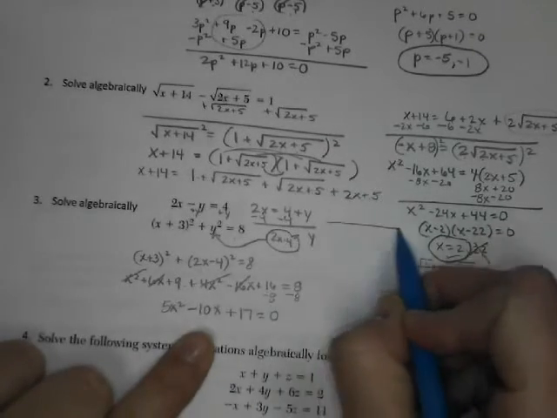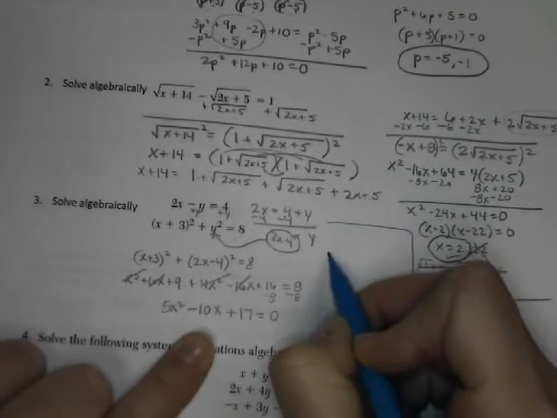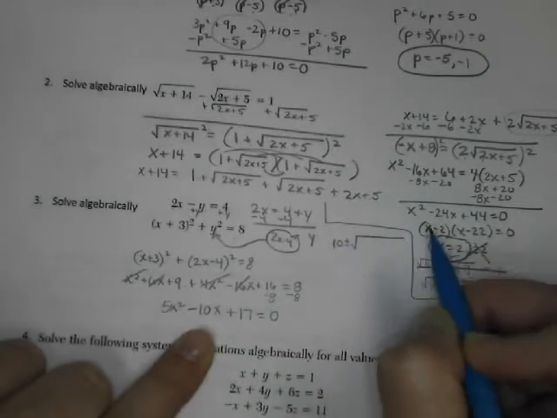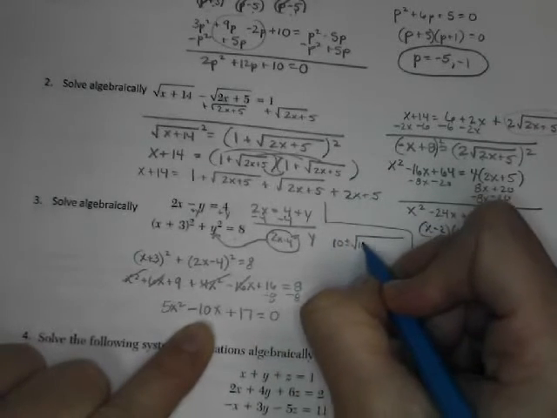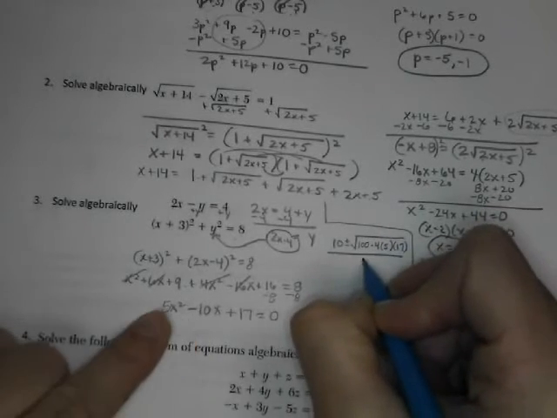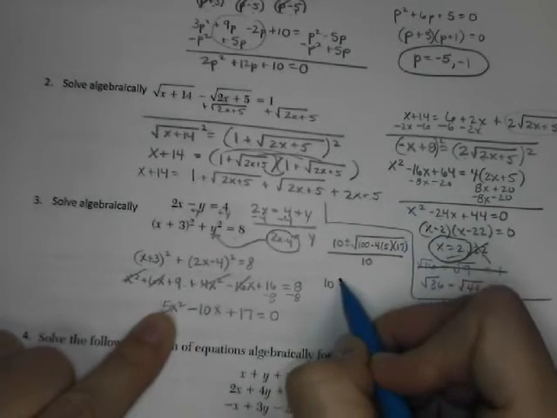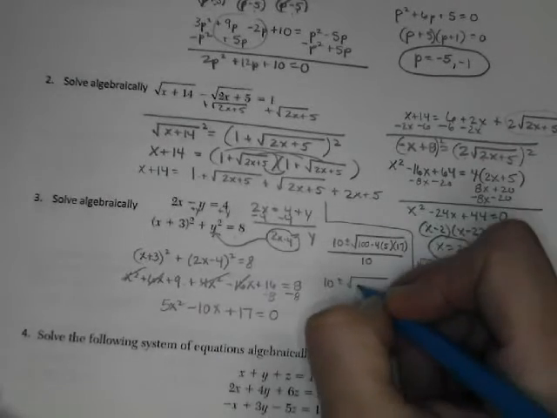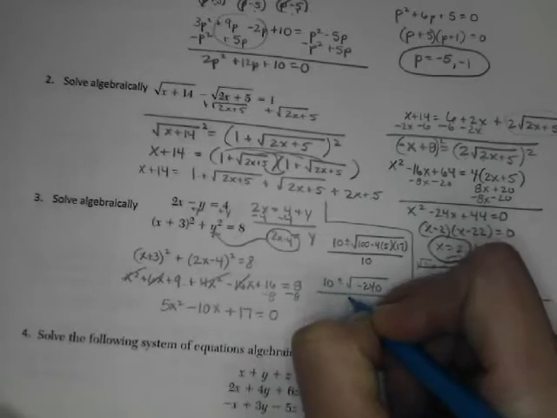Opposite of b is 10 plus or minus the square root of b squared, which is 100, minus 4ac, all over twice a, which is 10. So that's 10 plus or minus the square root of 100 minus 4 times 5 times 17, which puts us at negative 240. So a negative discriminant.